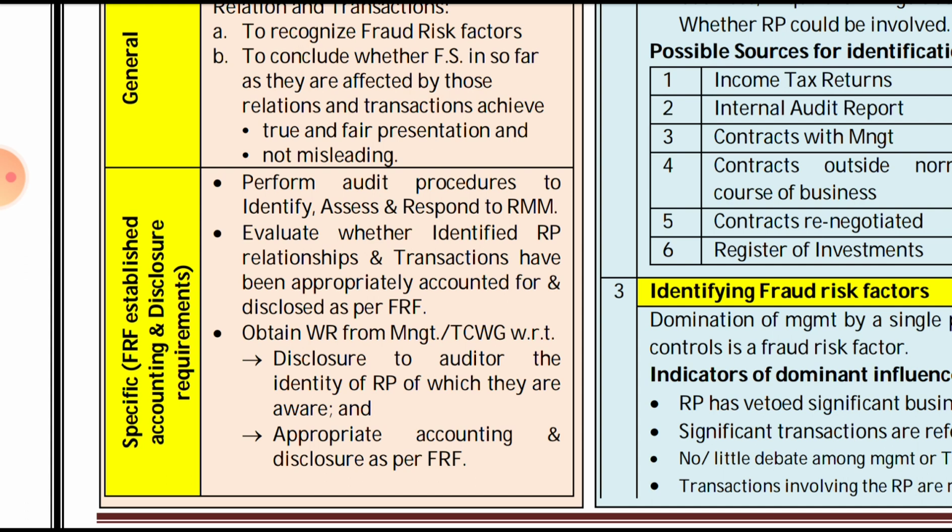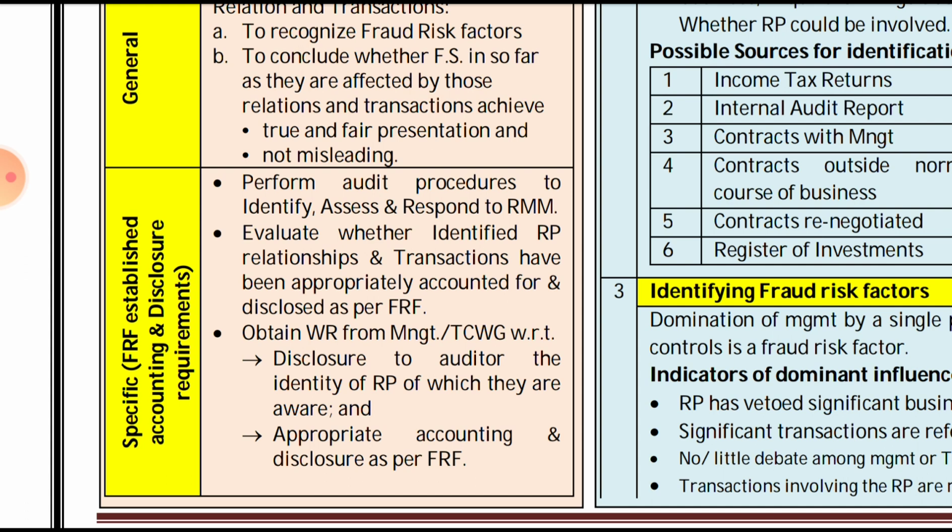Obtain the written representation from management and TCWG with respect to the disclosure to the auditor of the identity of the related parties of which they are aware. Sorry, we'll continue properly. Obtain the WR from the management with respect to... So we will obtain the written representation in relation to two things.